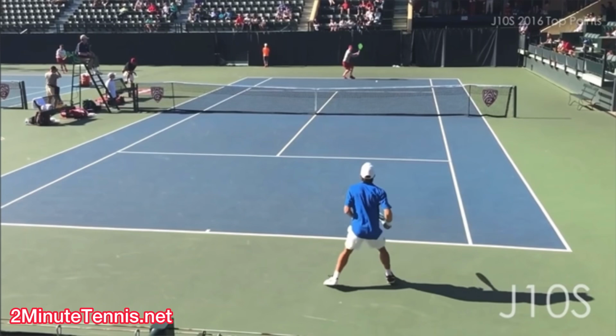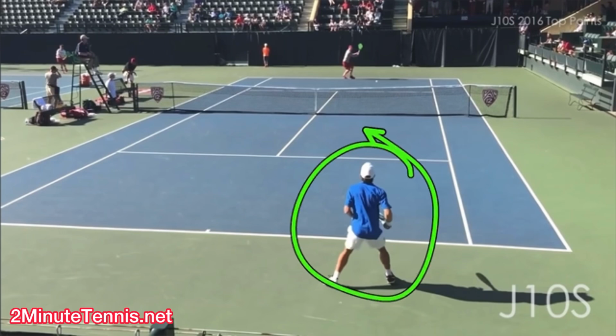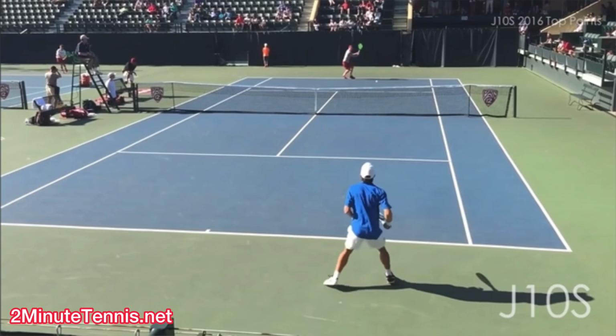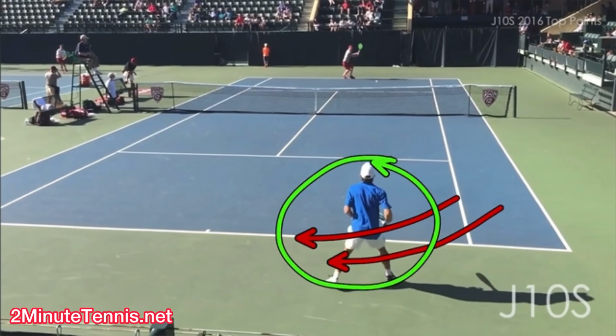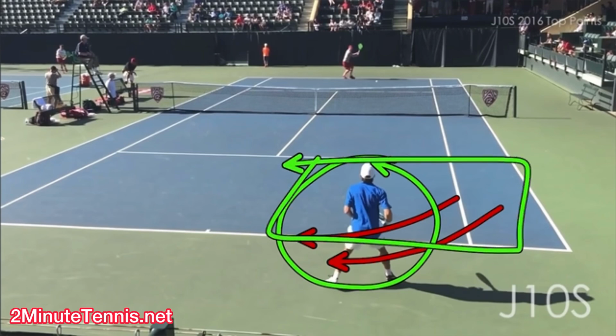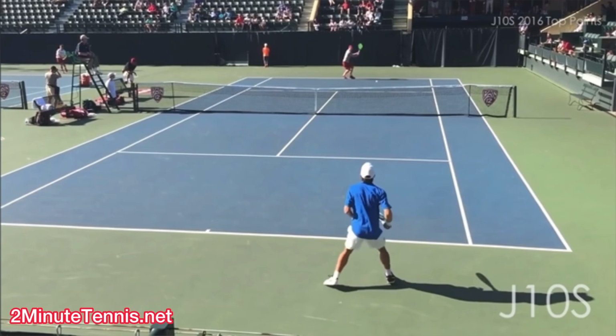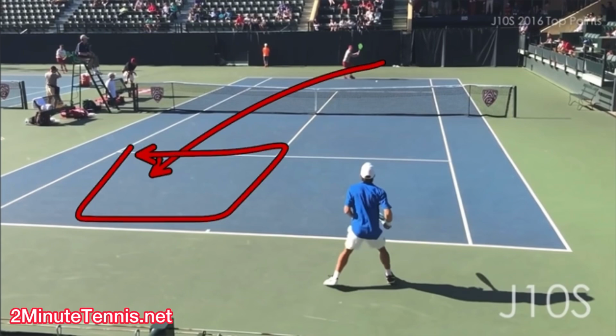Now, this is a really interesting thing. This is a really savvy play by Mackenzie here. So Mackenzie is kind of floating back to the middle. He's trying to keep the deuce side of the court occupied, while Fawcett is deciding where to hit the ball. And what this does is it allows Mackenzie to basically force Fawcett to hit the ball to one half of the court.